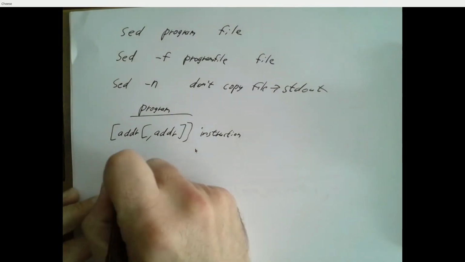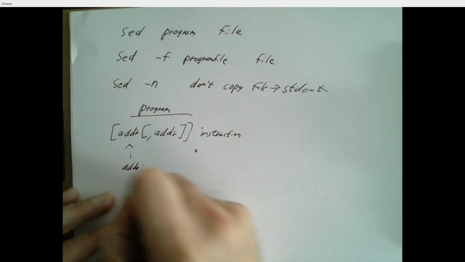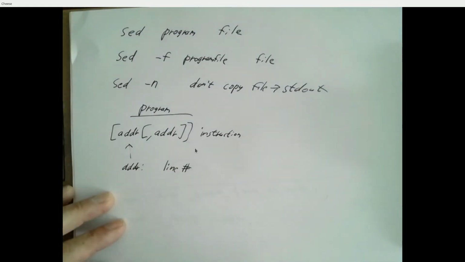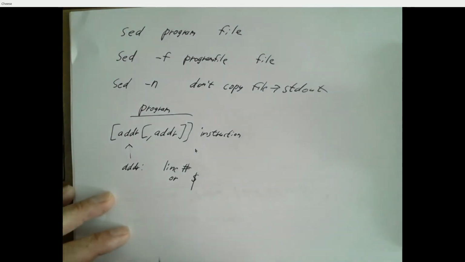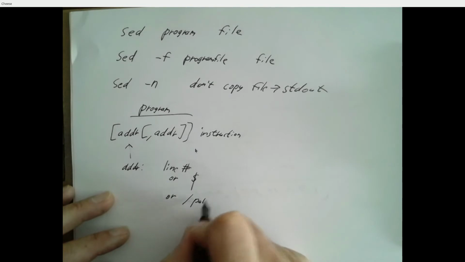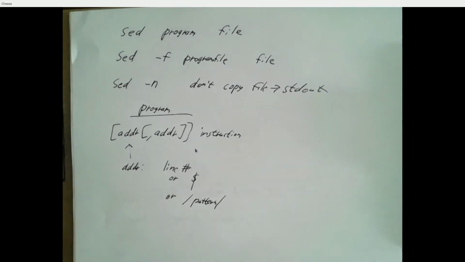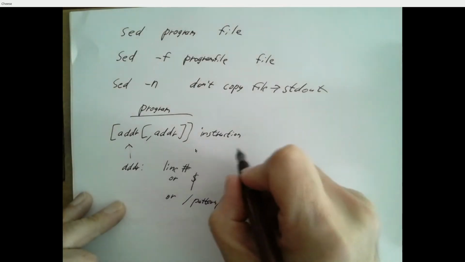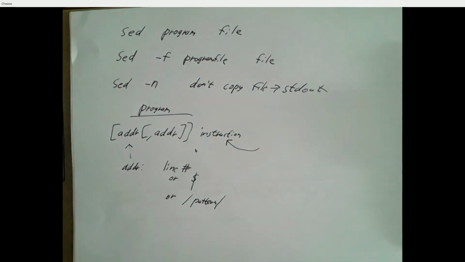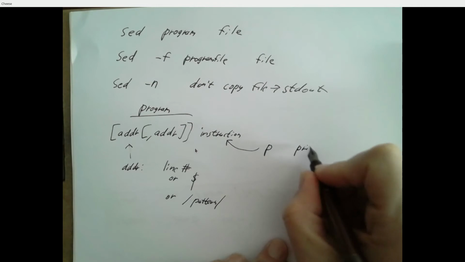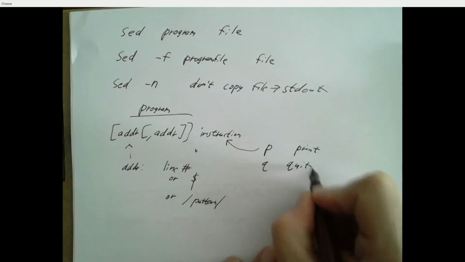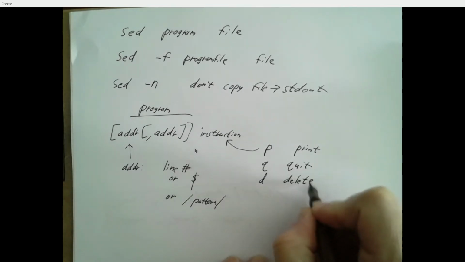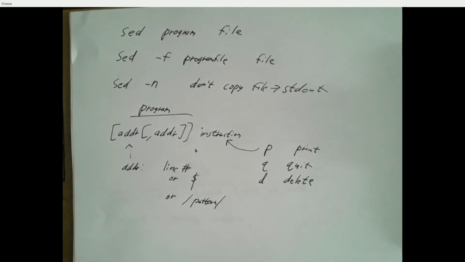And your address could be a line number. It could be a $ sign to mean the last line of the file, or it could be a regular expression inside slashes. All right, your instructions can be things like p, which means print. Could be q, which means quit. Could be d, which means delete. And a bunch of other things, but let's just play with these.